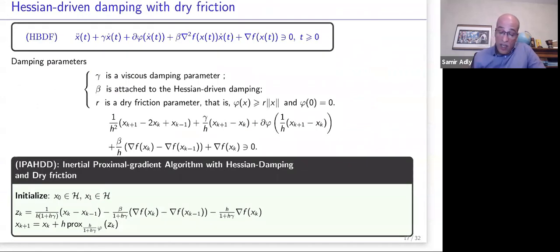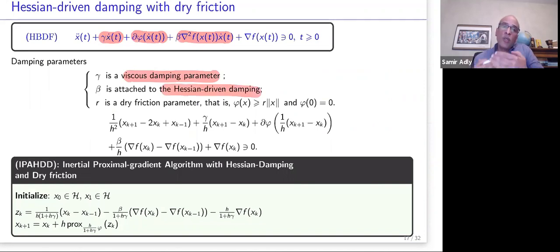The work with AD that we did recently is to combine, let's say, three dampings. Now, what kind of damping do we have here? The first one is classical: this is the viscous damping. This is the geometrical damping linked to the Hessian, the driven damping. And we add the dry friction damping.